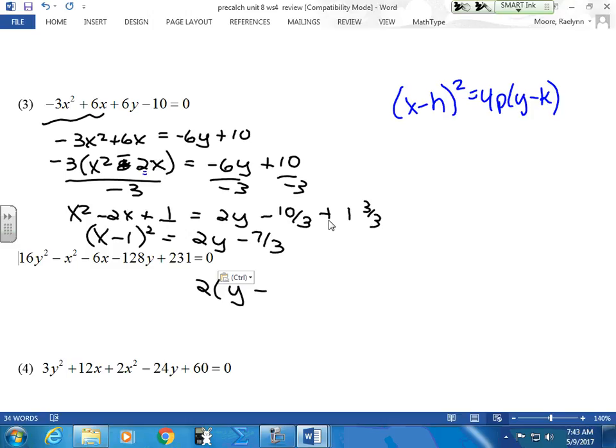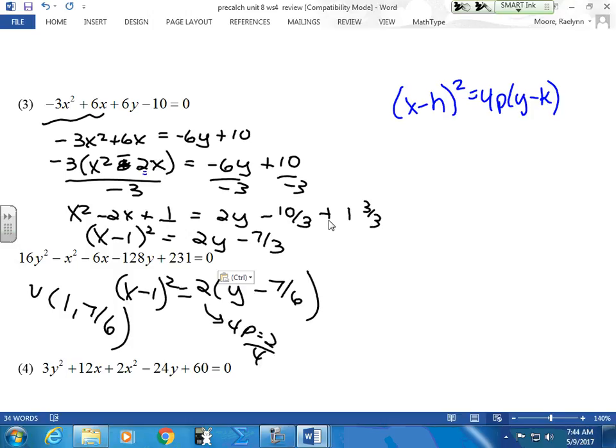So when I divide that by 2, what do I get? 7 over 6. It's okay. I know you guys are fraction phobic, but it's okay. What's my vertex? Okay. What's my p? 1/2, because this is equal to 4p. P is equal to 1/2, and which way is this going to open? Up. It's going to open up.